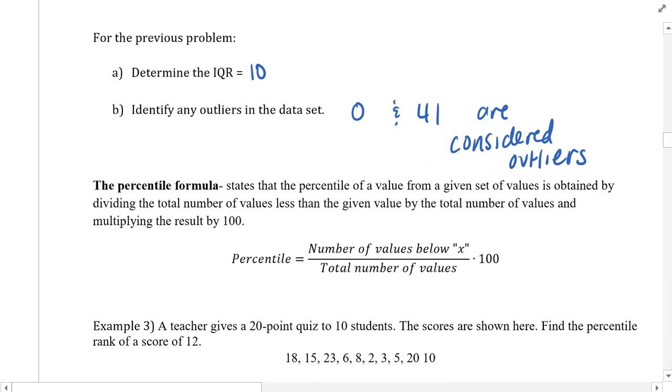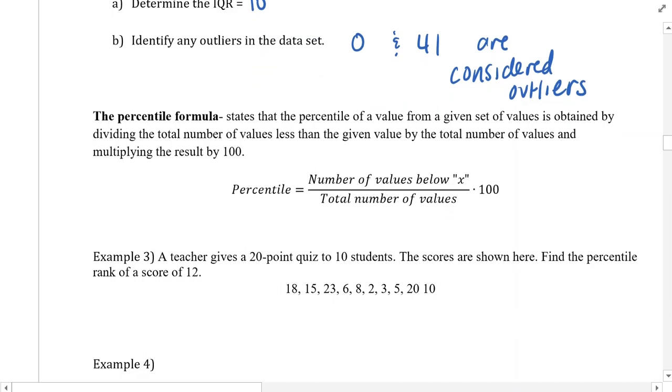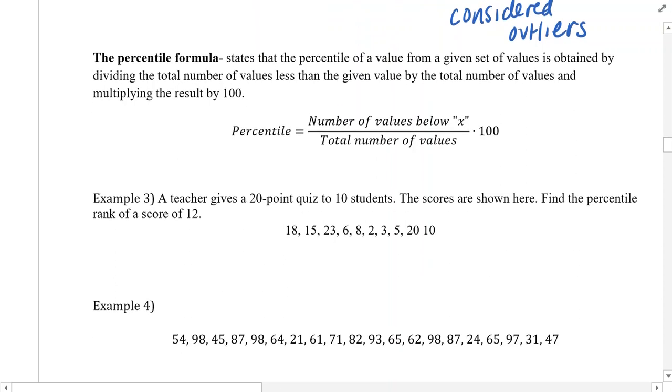So percentile: the most common place you've probably heard the word percentile is at the doctor's office. When you go for your yearly checkup, they might tell you what percentile you are for height and what percentile you are for weight. They've done that since the very beginning, your first checkup at the doctor. To find the percentile, you find the number of values that are below that value, divided by the total number of values, and multiply by 100, and that gives you your percentile.